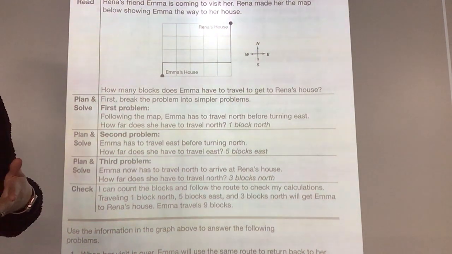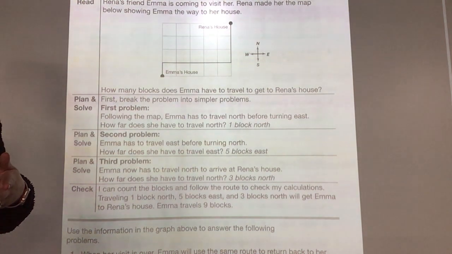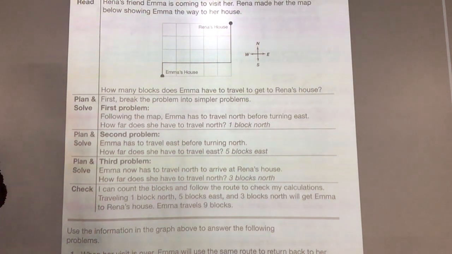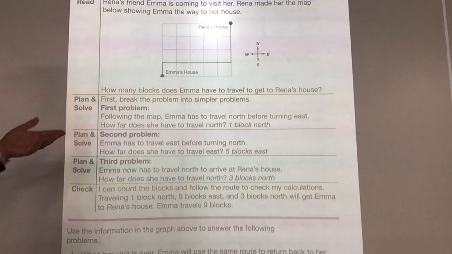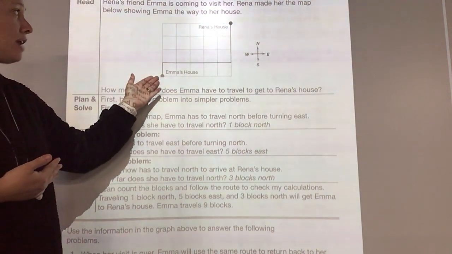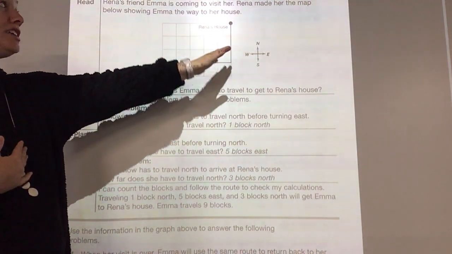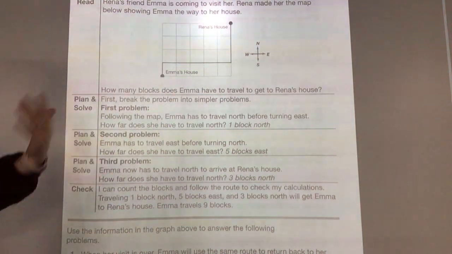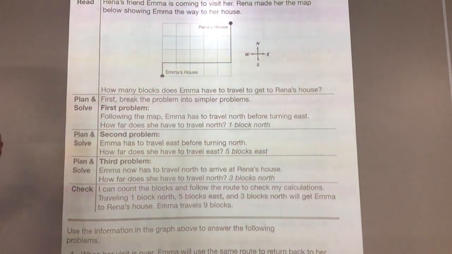Why would that be your equation, Max? Because it'd be the same when you're going back. Yeah, we already did the work and found out how many units Emma has to travel to get to Raina's house. I just need to do the same number of units going back now. Okay? Very nice.